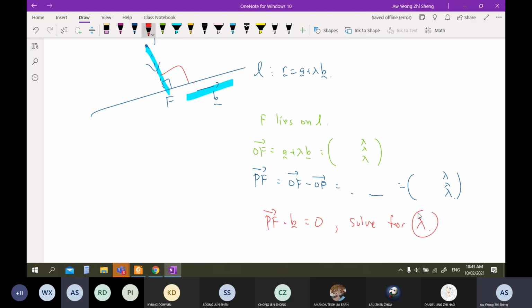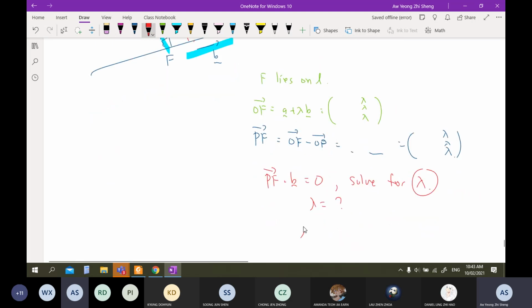Then finally, whatever lambda you get, let's say lambda equals a question mark, you will sub lambda equals question mark back into the expression for OF. That gives you the position vector of F, and hence the coordinates of F. So this is a 4-step procedure: first step, second step, third step, fourth step, a 4-step procedure to solve for foot of perpendicular.